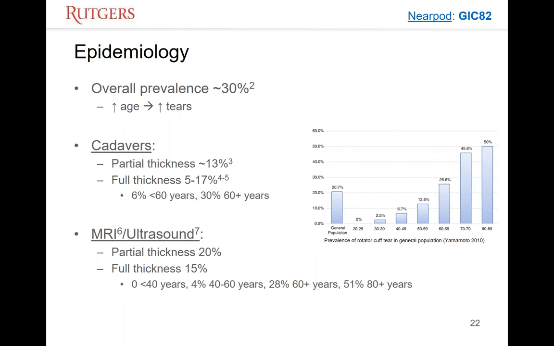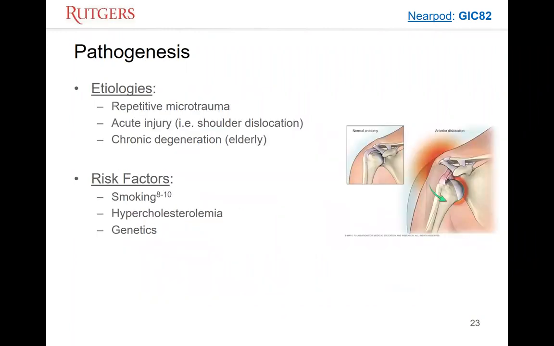And those over 60 years have a substantially higher prevalence of about 30%. MRI and ultrasound studies in asymptomatic volunteers have shown rates of full thickness tears around 15% that increase exponentially with age to over 50% in people over 80 years old.